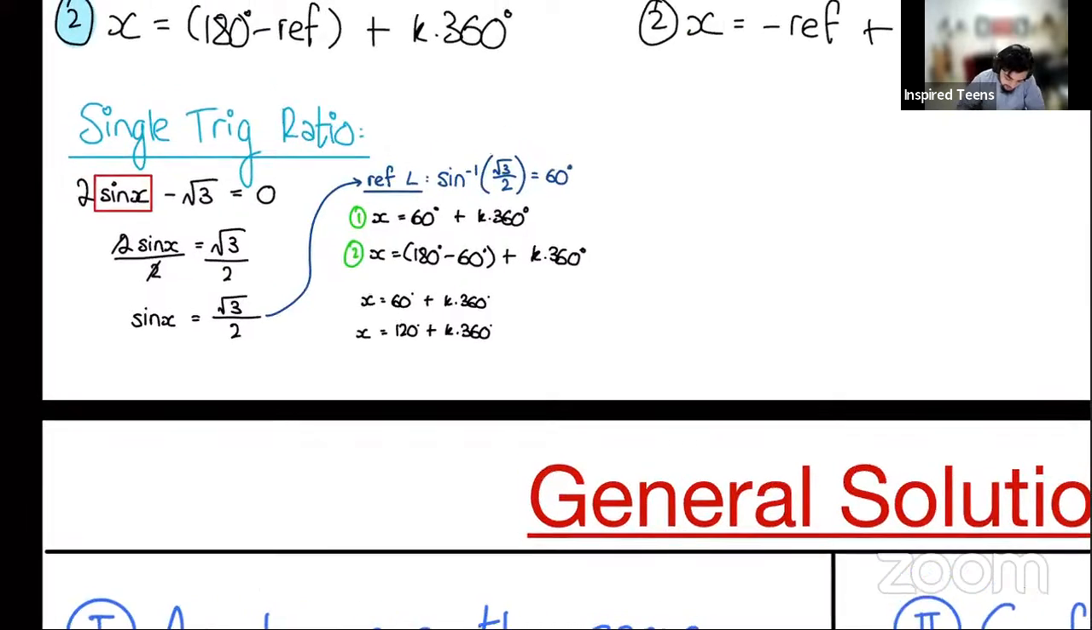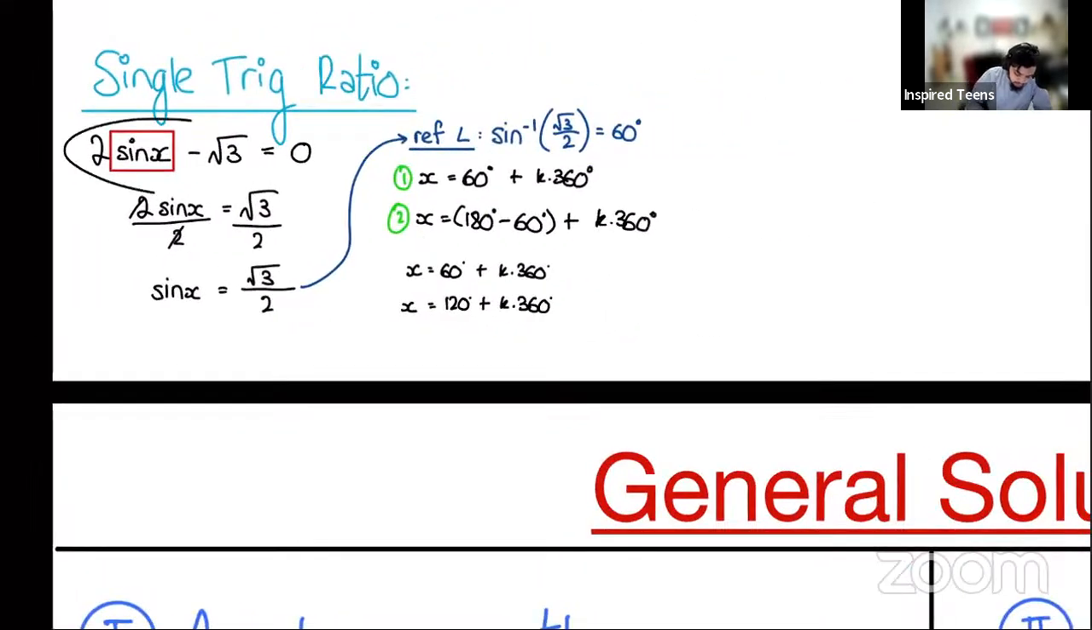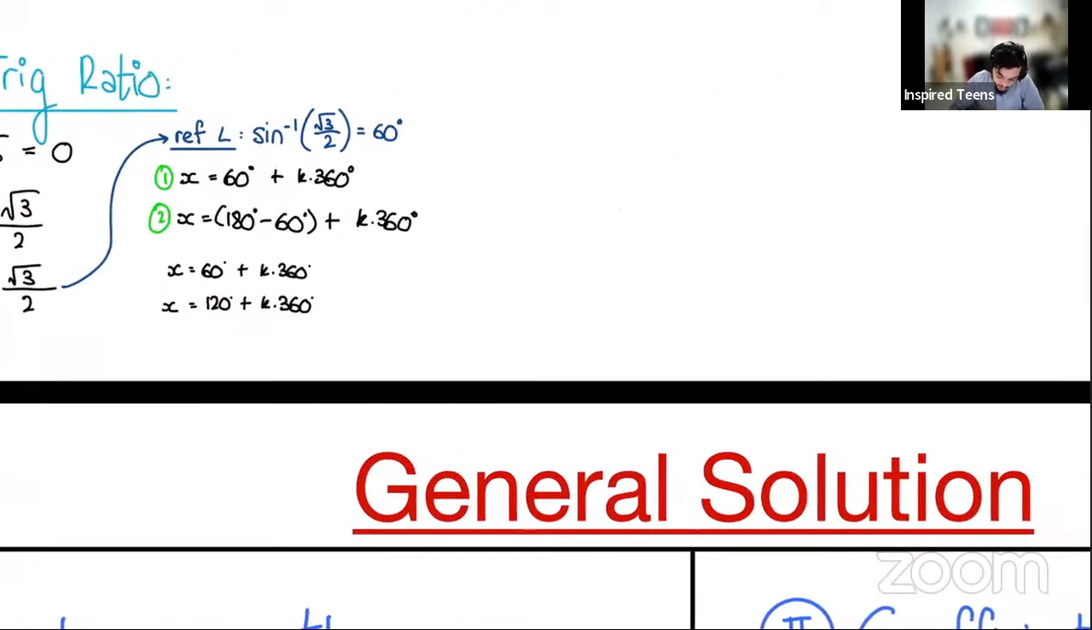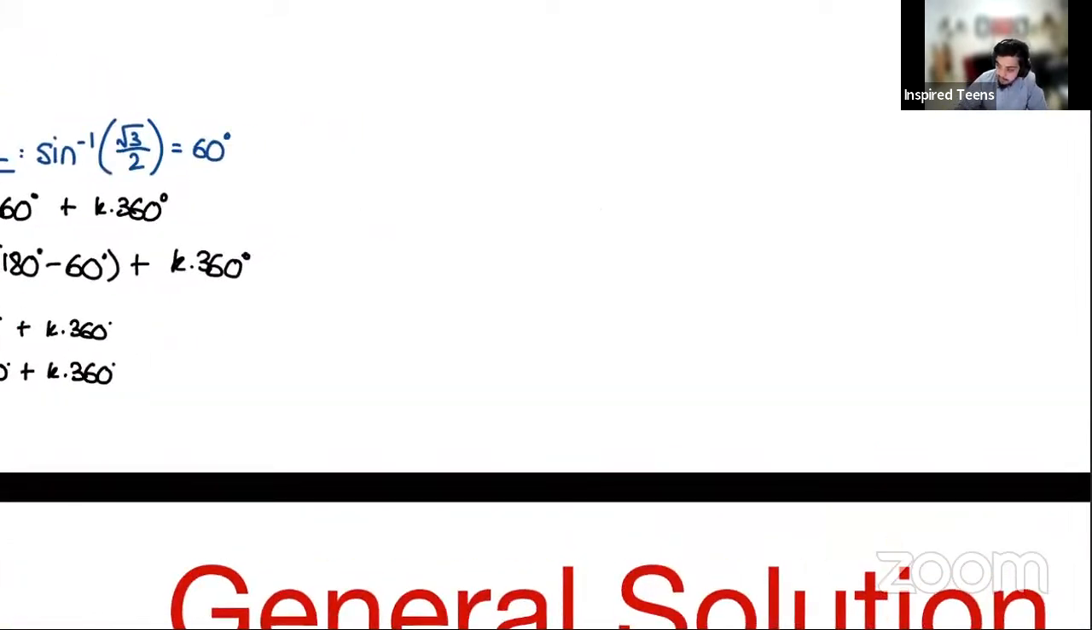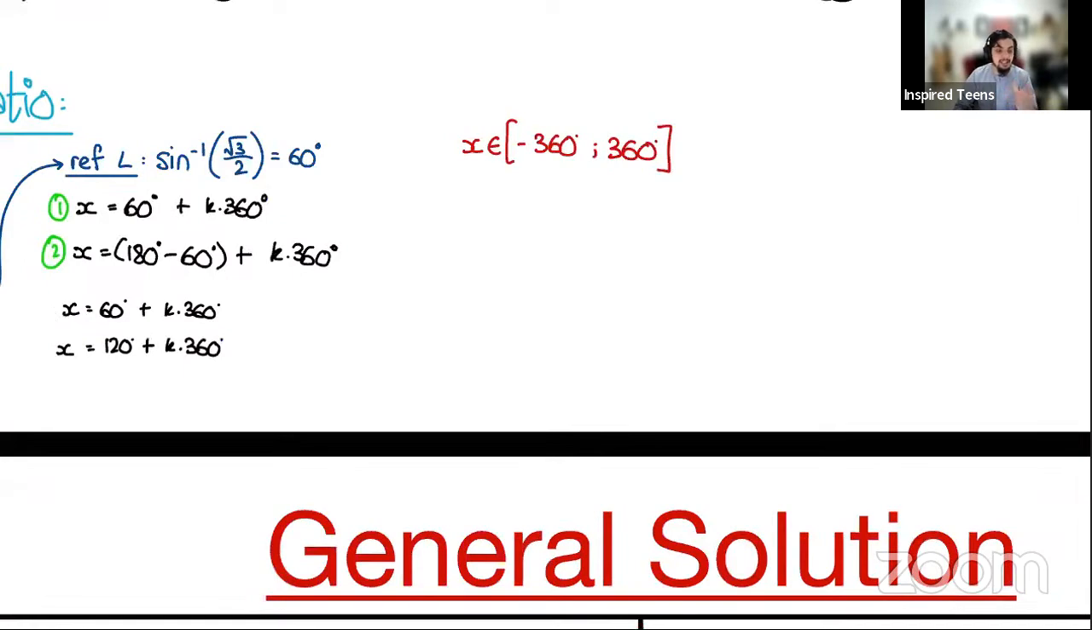So what that looks like is the question will be like 2 sine x minus root 3 is equal to 0. And then they'll say, solve for the general solution in the given interval. And they might give you an interval. They'll say x is an element of negative 360 degrees to positive 360 degrees. So this interval, they want you to solve for the values of x that fall within this interval.